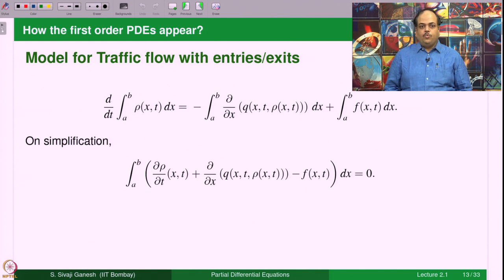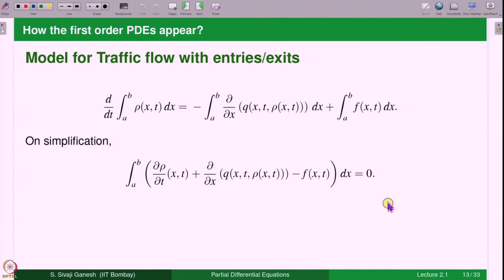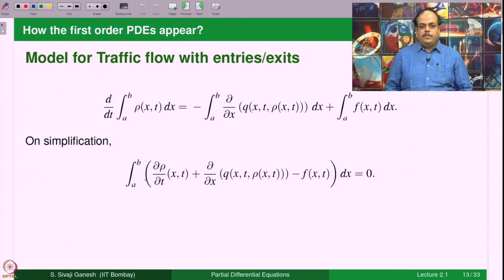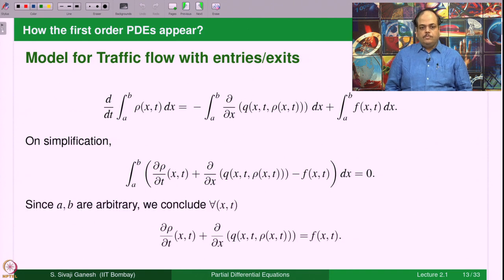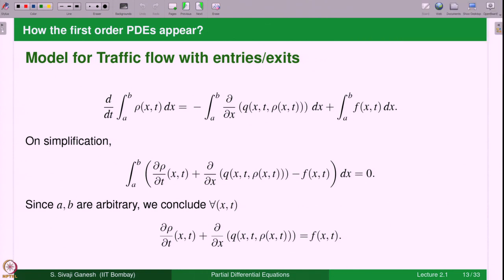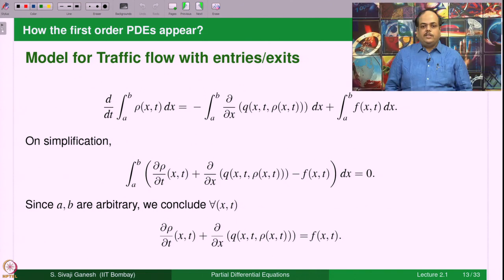Now, bringing everything to one side, what we get is the integral from a to b of a certain thing is 0, and this is true once again as before for every a and b such that a is less than b, both arbitrary. Therefore, the integrand must be 0, which will be the case whenever the integrand is continuous or locally integrable. But it is not unreasonable to assume that if the integral over any set is 0, it implies the integrand is 0.